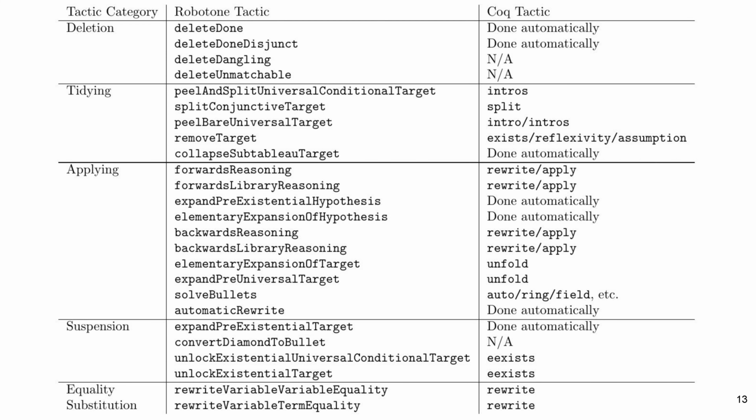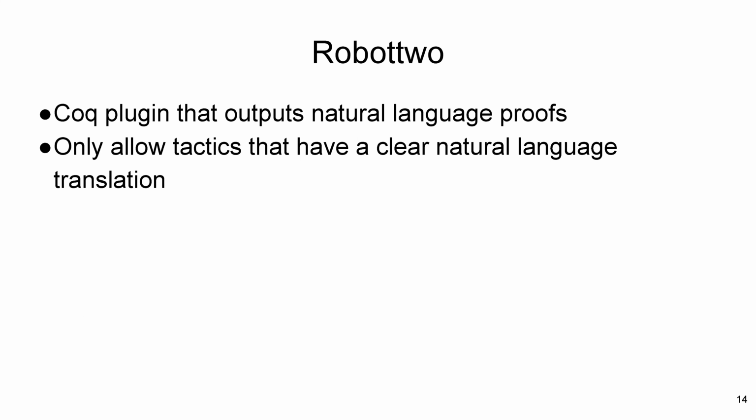So in this table, we show the correspondence between the tactics used by Gowers' prover and Coq tactics. And this correspondence allowed us to roughly re-implement what they had done, but within the Coq ecosystem, so that it can now be more easily extensible to cover more different kinds of proofs. So in the end, we have our prover, which we call Robot 2, which is a Coq plugin that outputs natural language proofs, but only allows tactics that have clear natural language translation.